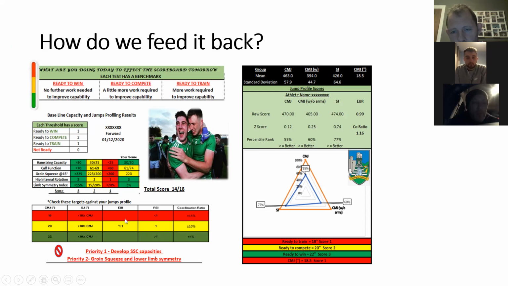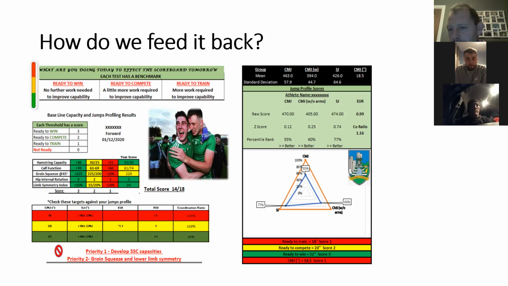We know that his squat jump was better than his counter movement jump, so he needs, priority number 1, to develop his stretch shortening cycle. He needs to do that. We know that his groin squeeze wasn't bad, right? But he was in the ready to compete area, right? We know that his calf function wasn't bad, but it was in the middle end area. So we're asking him to develop the groin squeeze and the lower limb symmetry as well. So these are his priorities for his block of training or his next block.